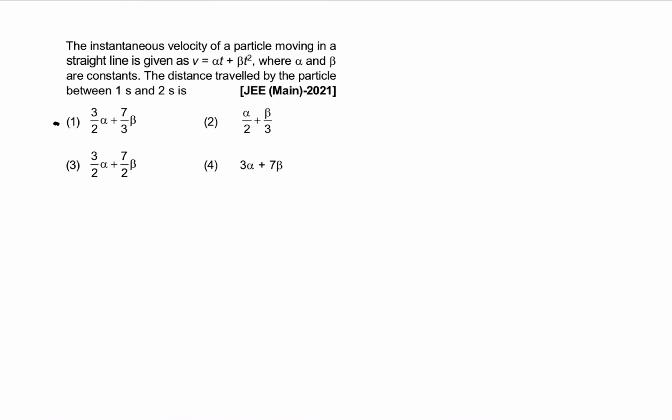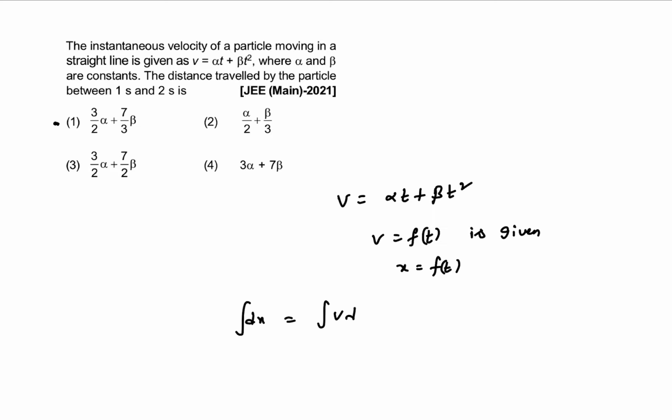Okay. Next question. The instantaneous velocity of a particle moving in a straight line is given by v is equal to alpha t plus beta t square. Now you need to calculate the distance covered. Again I am telling, v as a function of t is given. We need to calculate x as a function of time taken t. How do you do this one?